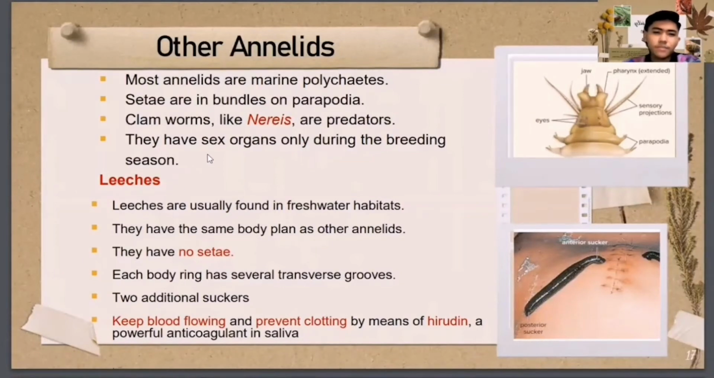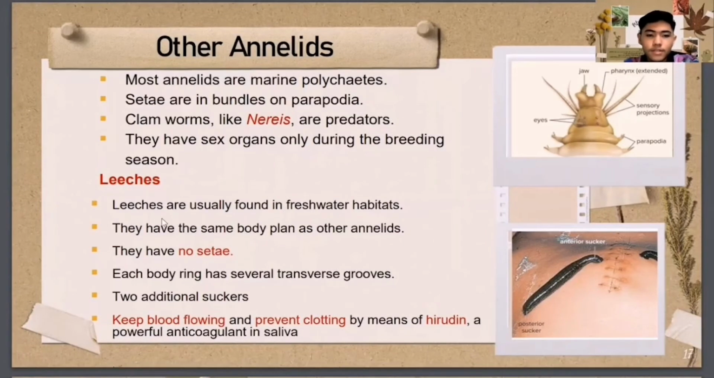One example of the other annelids is leeches. Leeches are usually found in freshwater habitats. They have the same body plan as other annelids, just like the earthworm just now, but they have no setae. Each body ring has several transverse grooves, and leeches have two additional suckers.